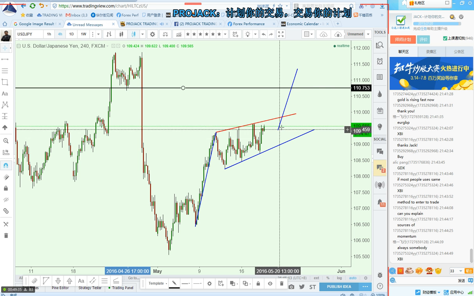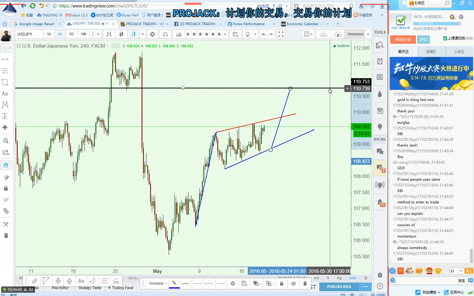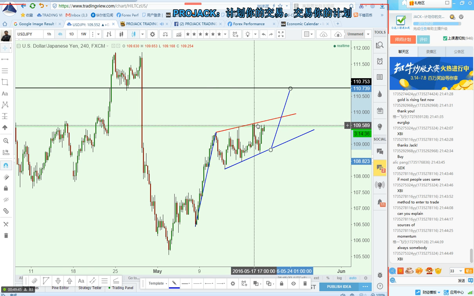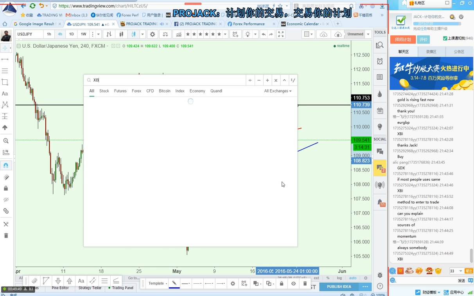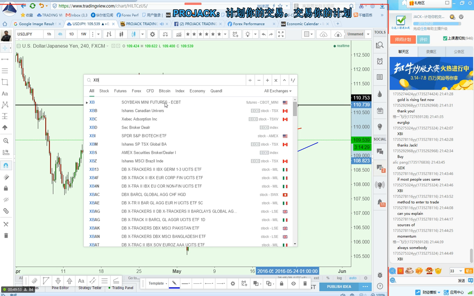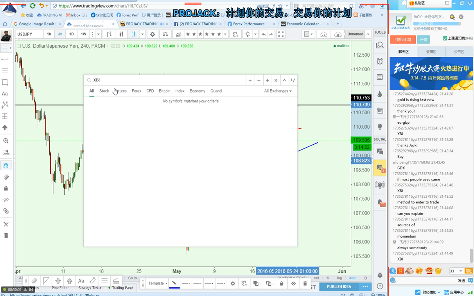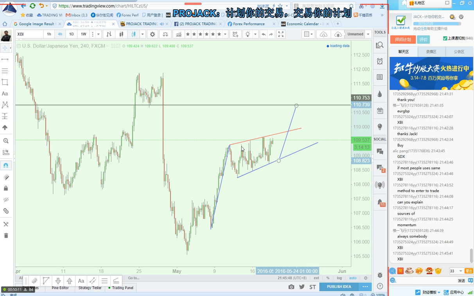So dollar yen, what I'm thinking is it may go up to 110.73 after it closes above this red line. Okay, XB, what's that? Soybean? Are you talking about soybean? Is that what you are looking for? XBI? What is XBI? Standard & Poor's Biotech ETF.